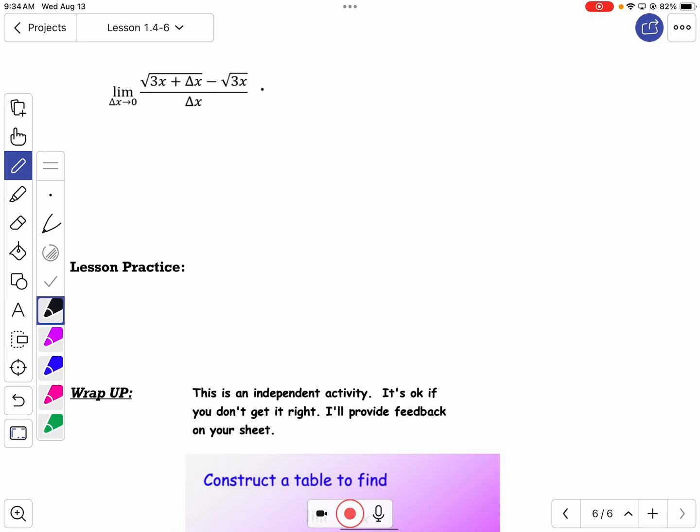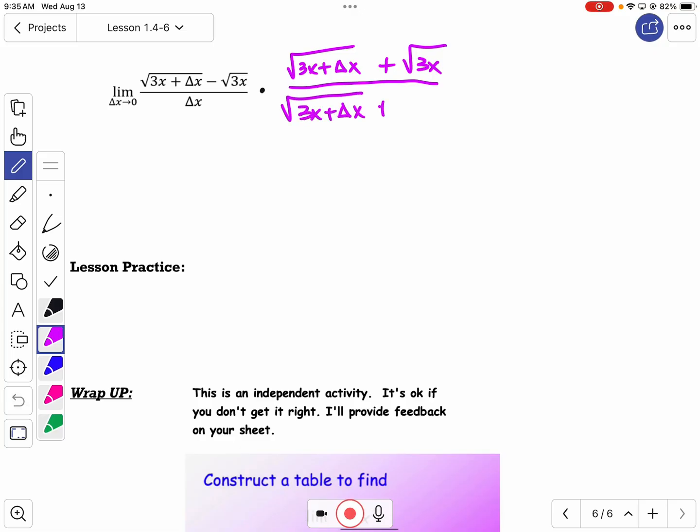Because there are radicals here, we're going to multiply by a conjugate. So I'm going to have the square root of 3x plus delta x, that's just a triangle. Instead of minus, I'm going to have plus the square root of 3x, and we're going to do that top and bottom. So the square root of 3x plus delta x plus the square root of 3x. What I'm doing is multiplying by 1, and as long as I multiply by 1, I don't change the value. I like to refer to it as the well-chosen one, like a superhero.